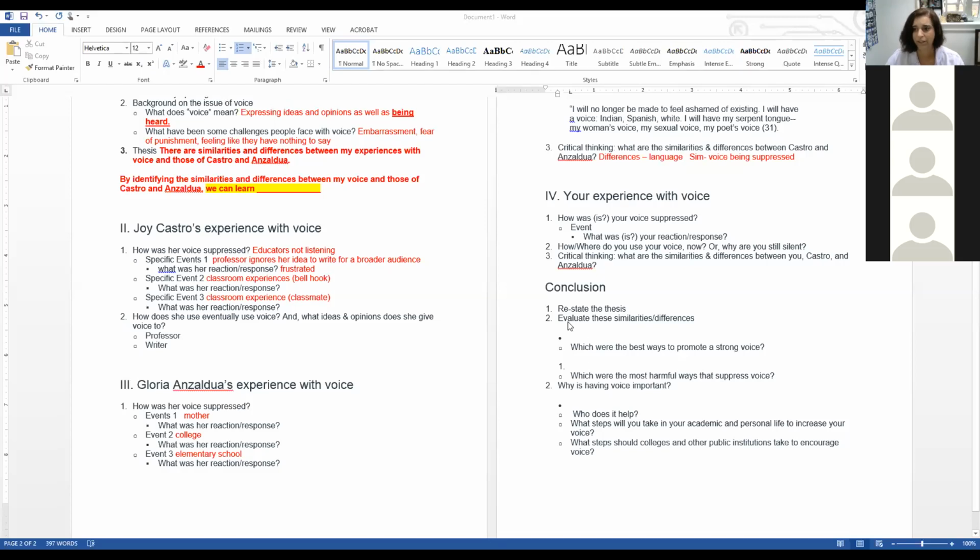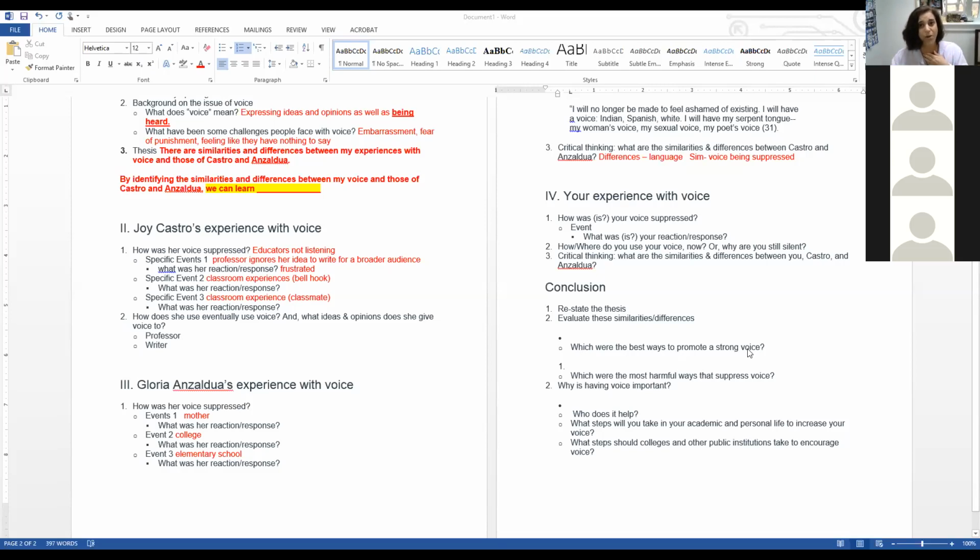Conclusion paragraph, okay? Which were the best ways to promote a strong voice? We see that Castro has a strong voice in the later part of her life as a professor and a writer. We see the same with Gloria. She's a writer. So what made them have the strong voice? Was it something internally in themselves? Did they find someone to connect with?